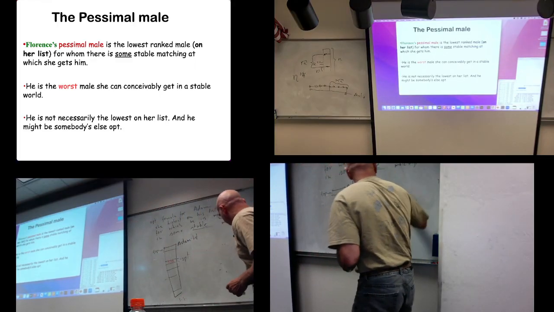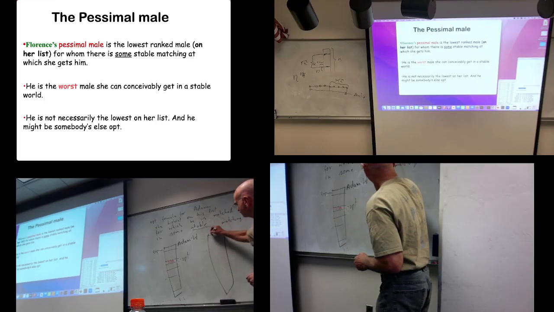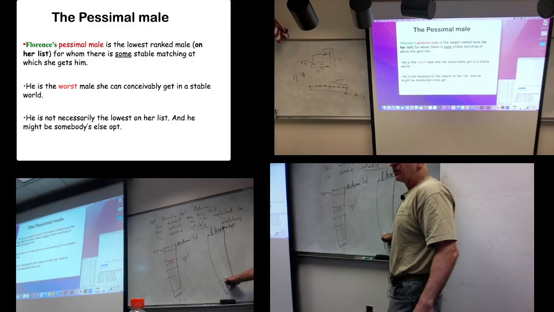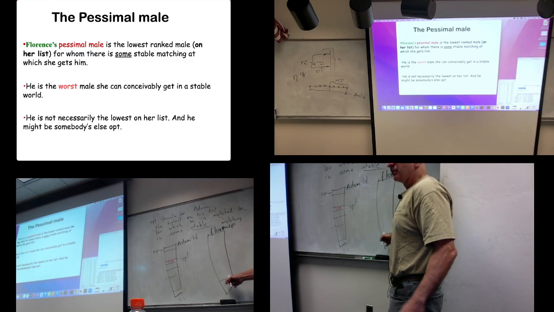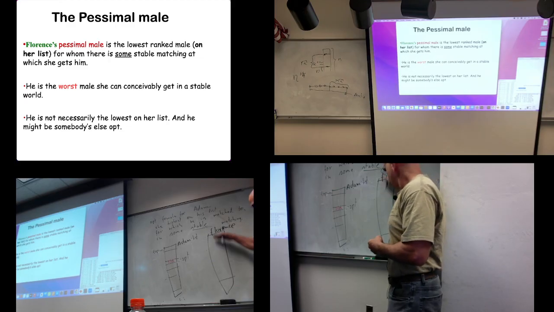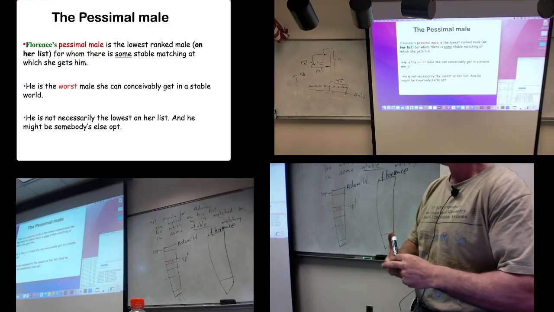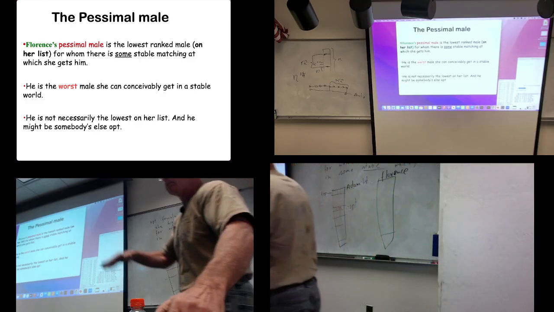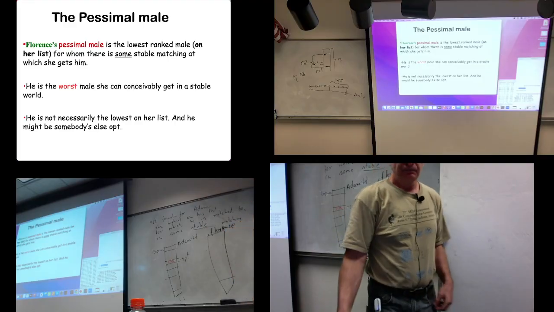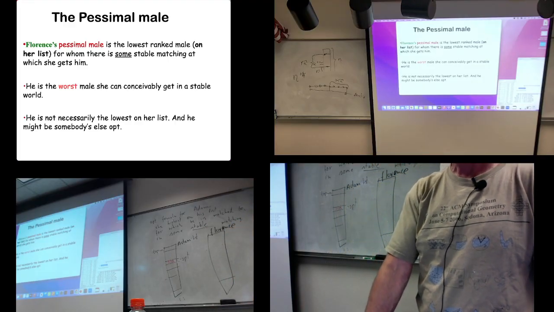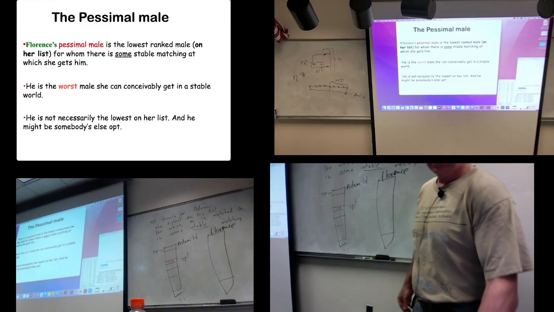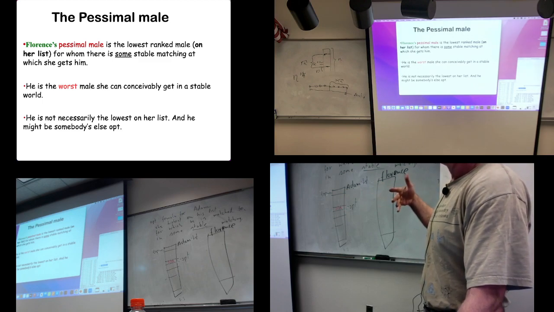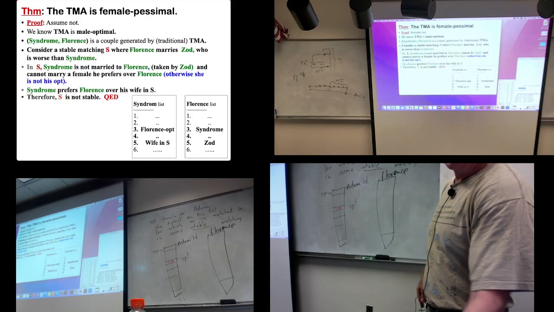Now, it might be her bottom one, the last choice, possibly. But possibly it's higher, because if we try to match her with her last choice, it will be unstable. But unstable is not depending only on her and her husband. It depends on who else is married to whom. It's some information that involves everybody. So I'll define the pessimal male for Florence as the lowermost one in her list, the last one that in any one of the n factorial matchings she can get. Okay, the worst she can get in any stable world.